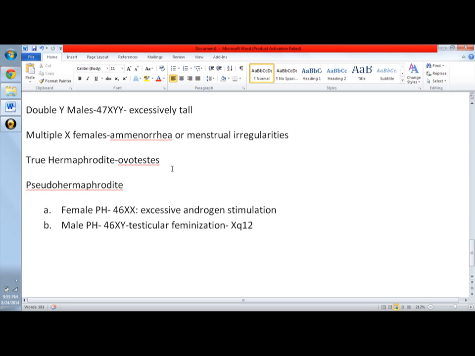For the true hermaphrodite, it is actually mosaics in which they can either be 46XX, 46XY, or 45X/XY. I put here ovotestis, which means that in this case, a true hermaphrodite may present with both ovary and testicular tissue. In some cases, there is a testis on one side and ovary on the other. So a combination of this is called the ovotestis. They are definitely mosaics because one line is 46XX and the other line is 46XY.